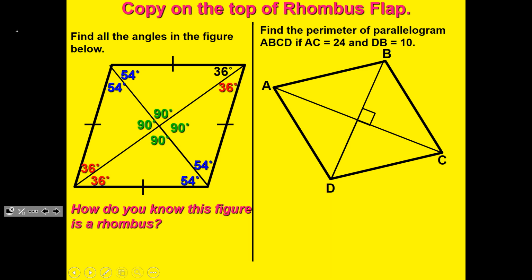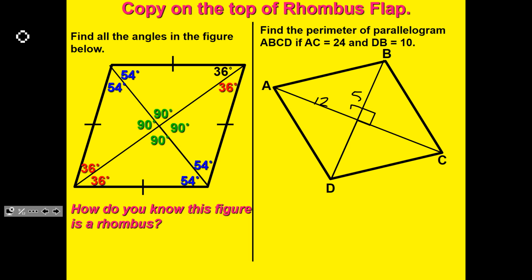Okay, over here, copy this parallelogram down. It says to find the perimeter of parallelogram ABCD if AC is 24. So AC would be this diagonal, and DB, this diagonal, is 10. Okay? Well, we know that our diagonals still bisect each other, right? So if this whole line is 24, what would this piece be? Okay? And if this whole line is 10, what would this piece be?